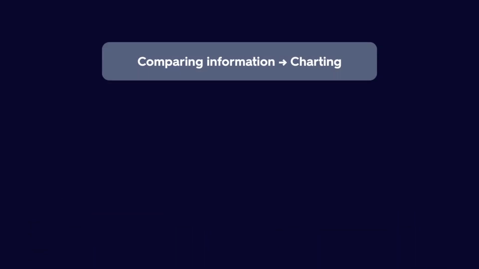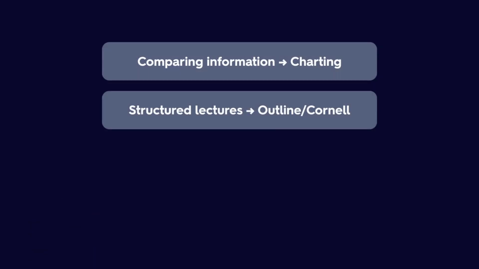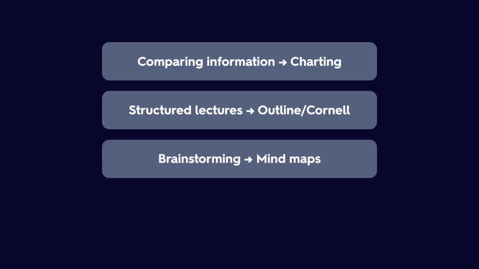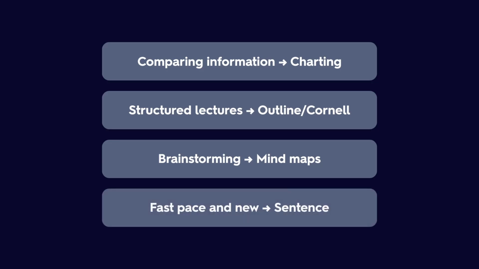If you're comparing information, charting works best. For structured lectures, outlines or Cornell notes keep everything organized. For brainstorming or free-form discussions, mind maps help you see connections. If the pace is very fast and the material is new, use the sentence method to capture everything first. Then refine and organize your notes after class.